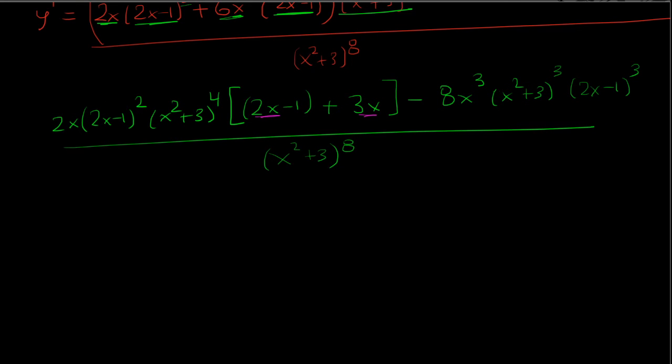Okay, so let's fix that. So it's 5x minus 1. Okay, and then we'll just rewrite everything else.